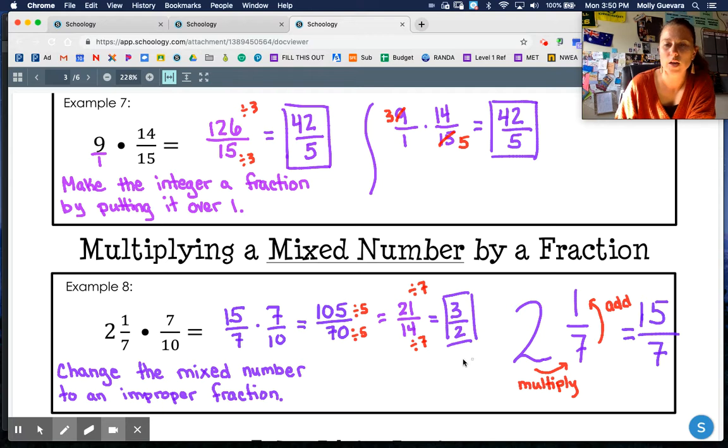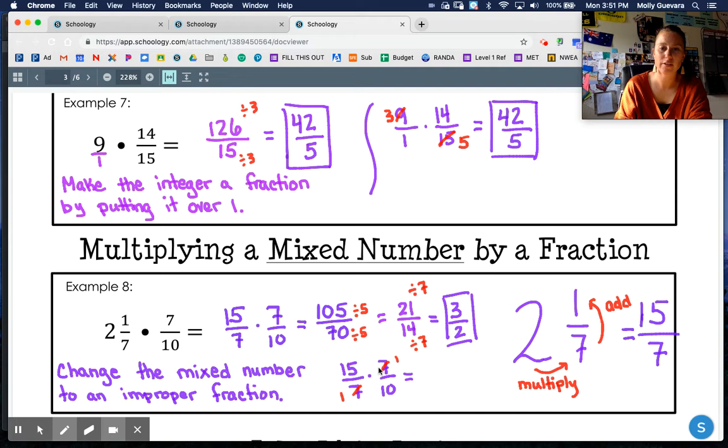So that is one way to do it. The other way to do it, the cross-canceling way, I have 15 over 7 times 7 over 10. Cross-canceling, I see a 7 and a 7, so I can divide both of those by 7. That gives me 1, right? 7 divided by 7 is 1.